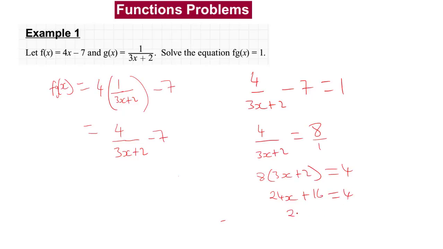Then taking away 16 both sides, 4 take away 16 is negative 12. Then dividing both sides by 24, negative 12 divided by 24 is negative a half, which is negative 0.5. So what we are saying is that if fg of x equals 1, then the x here has to be negative 0.5. That's how to approach this kind of equation, just applying algebra.